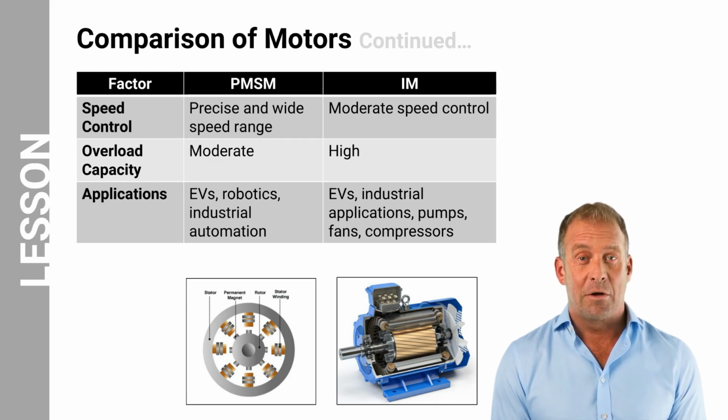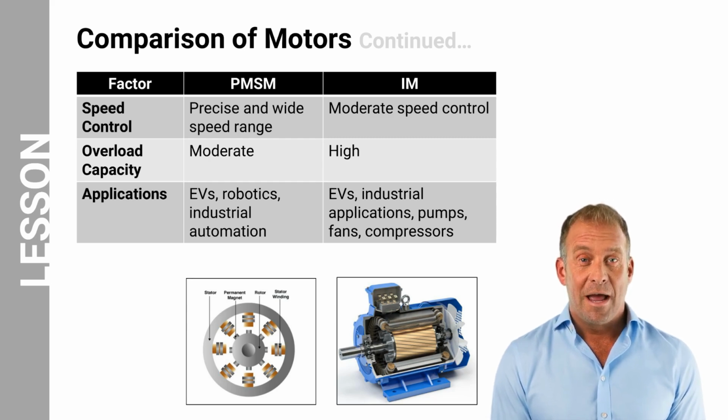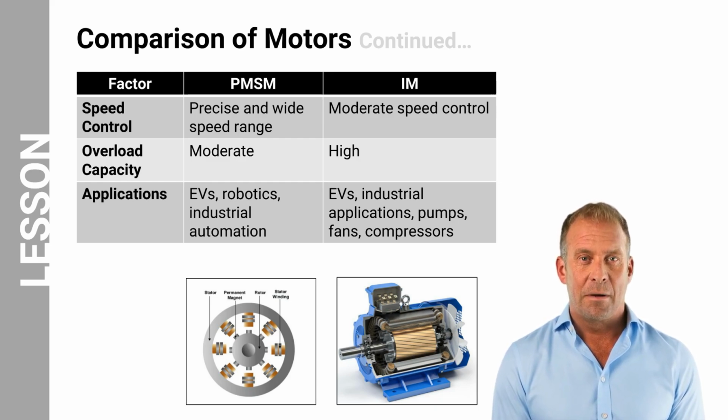However, they excel in terms of overload capacity, making them suitable for applications that require high torque and robustness. IMs are widely used in general-purpose industrial applications, such as pumps, fans, and compressors, where their simple construction and reliability are advantageous. They are also a good choice for battery electric vehicles.